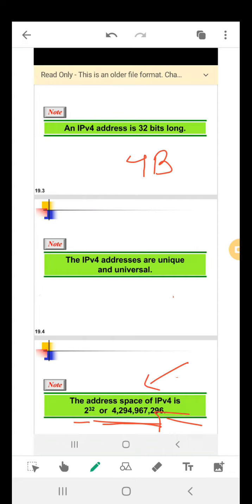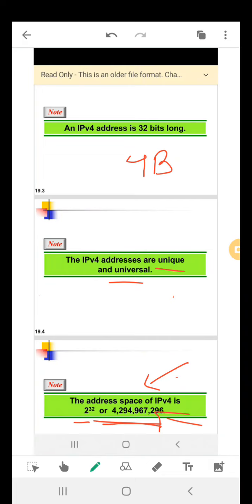Now this IP address is unique as well as universal. I already discussed the meaning of unique and universal. Unique means every device will get a unique IP address. That means no two devices are going to get the same IP address, so every device will be uniquely identified by using the IP address. Universal means the addressing system must be accepted by any host that is connected in the internet. So every device that is connected to the internet should understand the IP address, should be able to accept it and use it.